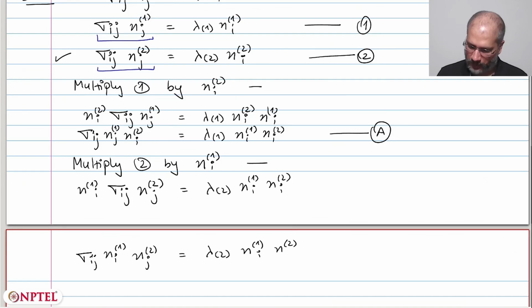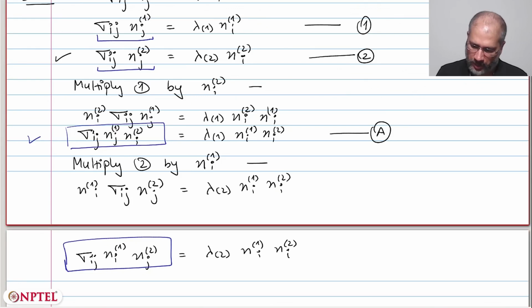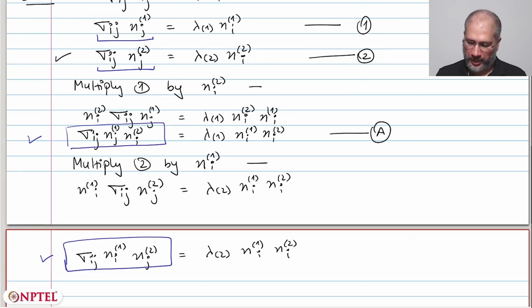n1i n2i. And this, well, before I call this B, let us look at the left hand sides, this one and this one. Let's see if we have actually made them the same. So in A, we have sigma ij n1j n2i, whereas in the other equation, we have sigma ij n1i n2j. So n1 has an index j in the A equation and i in the other equation, whereas n2 has different indices.